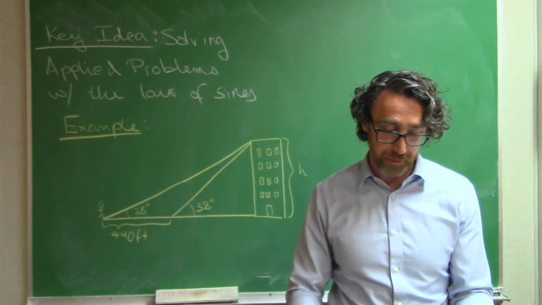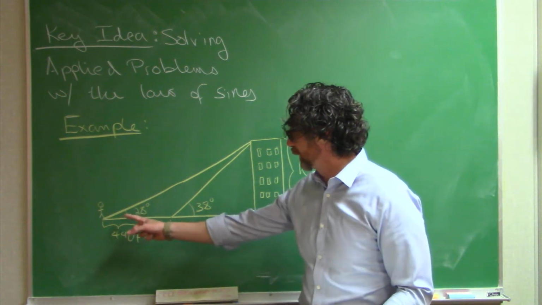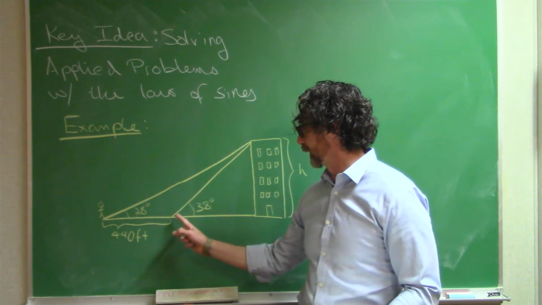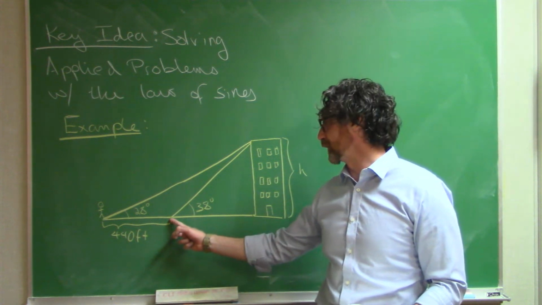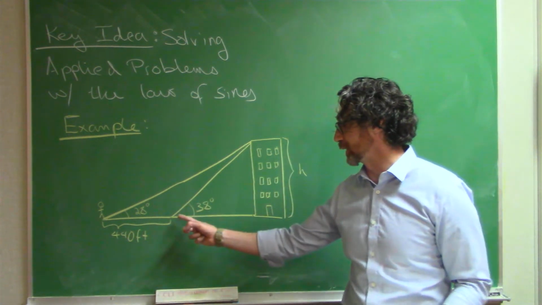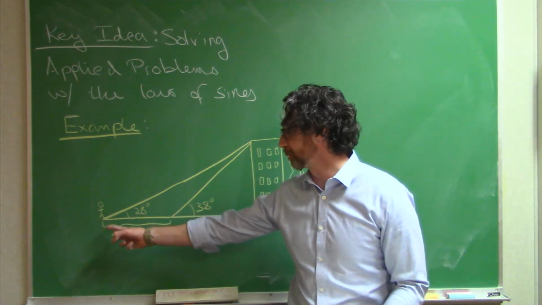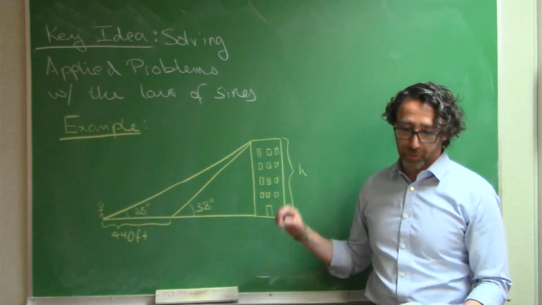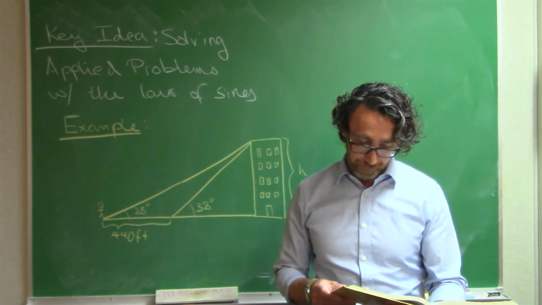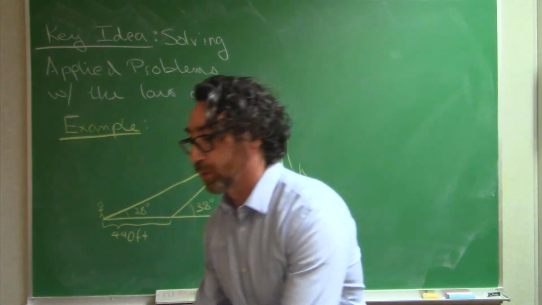So what we're imagining in this scenario is we got a person looking up to the top of a building. Now when they're standing here, they measure the angle of elevation and see the angle of elevation is 38 degrees. They walk back 440 feet and they see the angle of elevation is 28 degrees. And the question I want to answer is, how high is the building? How tall is the building?